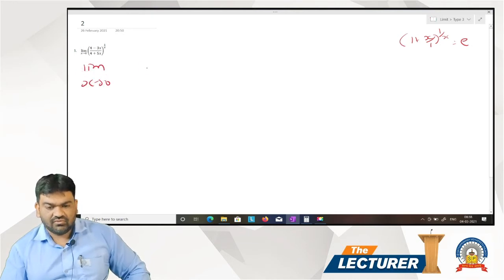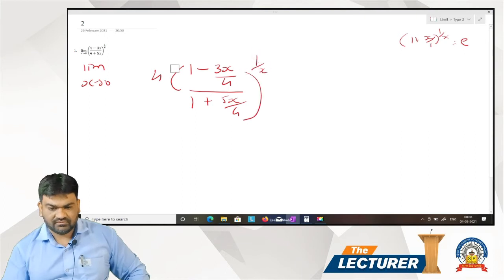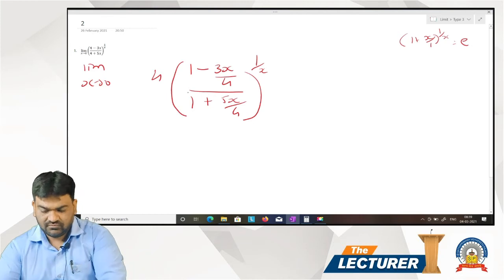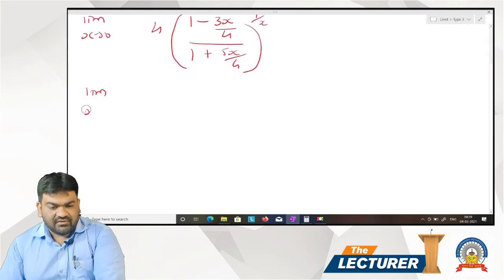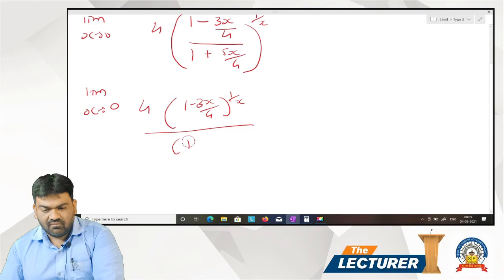Limit x tends to 0. Take 4 common. When 4 is taken common, in the middle remains 1 minus 3x, and the 4 is not in the denominator here, so divided by 4. In the same way, taking 4 common, 1 plus 5x divided by 4 raised to 1 upon x. Limit x tends to 0, (1 minus 3x upon 4) raised to 1 by x divided by (1 plus 5x divided by 4) raised to 1 by x.